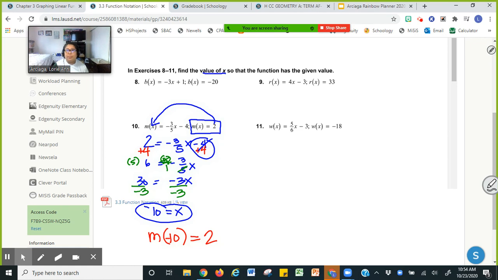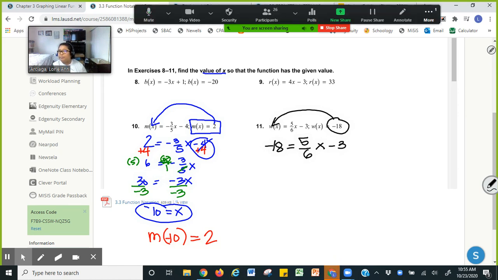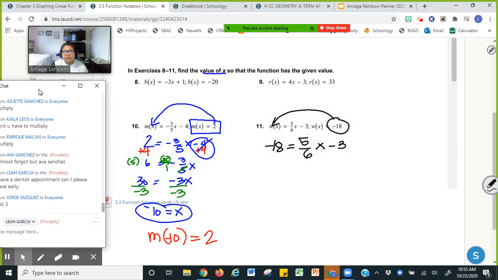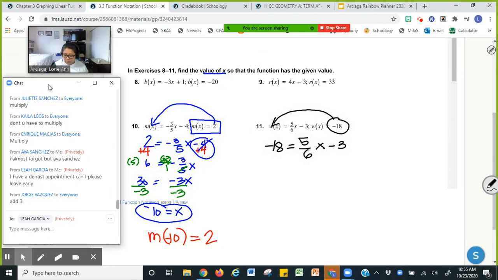Okay, so number 11. Same thing, yeah? This one, the negative 18, which is w of x, will go to this guy over here. It will replace it. So negative 18 equals 5 over 6x minus 3. And whatever we did over here, remember, I think Christian said you add 4 first. Yeah? Okay, so now what are you going to add first? Add 3. Very good, George. So we're going to add 3 first to the left and the right. So plus 3 plus 3.